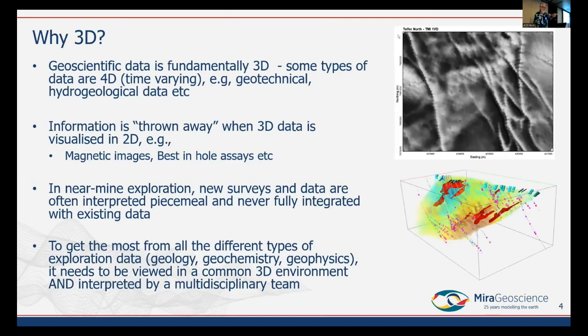So why do we want to go to 3D? Geoscientific data is fundamentally 3D, and some kinds are even 4D, which means they have a time dependence. So hydrogeological data, geotechnical data where they're constantly developing mines and conditions are changing underground, is a 4D situation. You're throwing away information when you display 3D data in 2D.